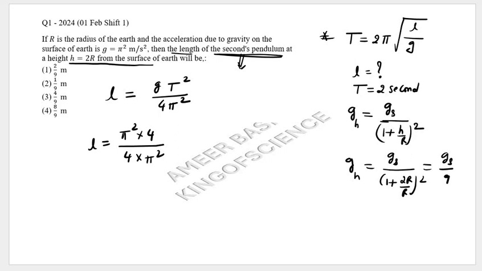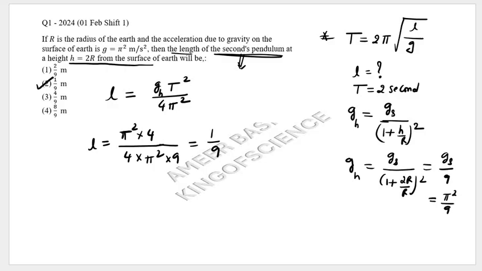Here g at a height h is g on the surface of earth, that is pi squared divided by 9. So here you have written pi squared; don't forget to write divided by 9. From here everything cancels, and the answer comes out to be 1 by 9. So this is the length of the seconds pendulum.